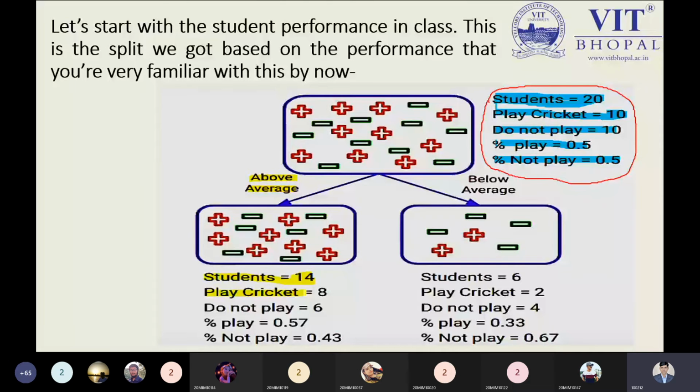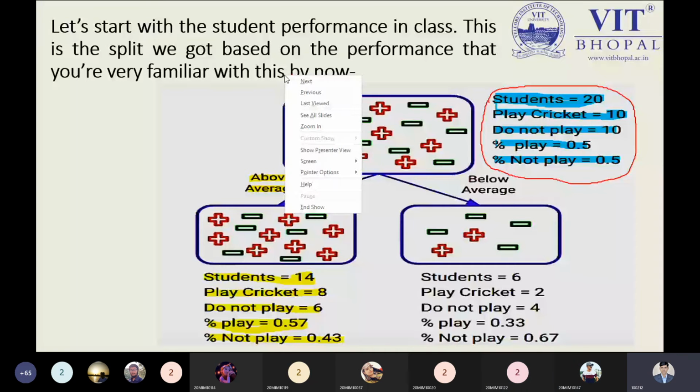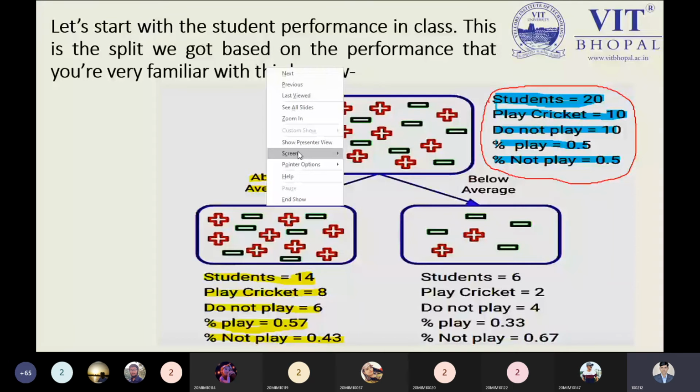What is the probability of playing? 0.57. And what is the probability of not playing the game? 0.43. Now tell me, is it clear to all? Any doubts so far? Yes, sir, it's clear. Okay. Now I'm choosing another color to clarify and explain the concept further.